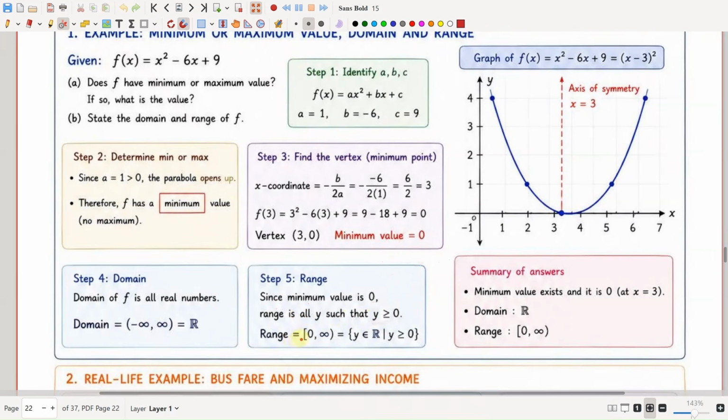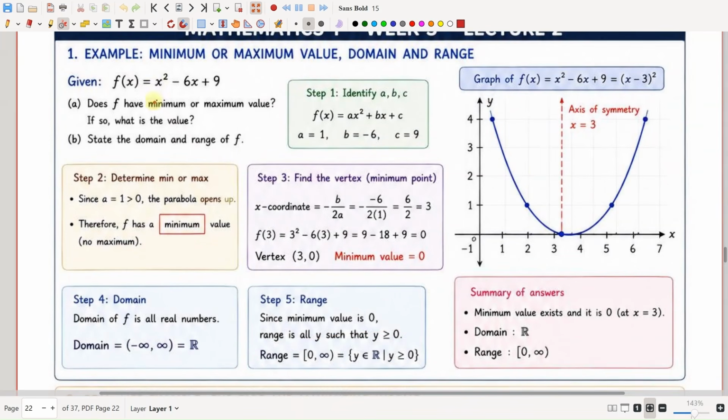Then the range is the closed interval from 0 to infinity, which means the range will be 0, 1, 2, 3, etc. Not minus 1, minus 2. All the negative values will not be included in this range. So this is the answer for this question.